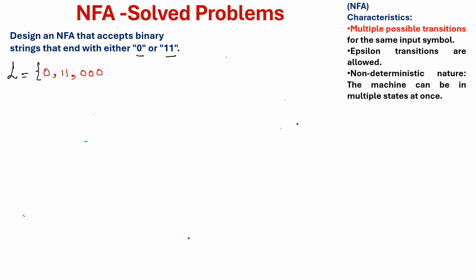000 is also possible, because it ends with either 0 or 1. So this ends with 0. Another possibility is 1, also possible, and n number of strings ending with 1. Like that, we first have to write the language. It's also possible: ending with 10, 1100 ending with 10, and n number of zeros also.